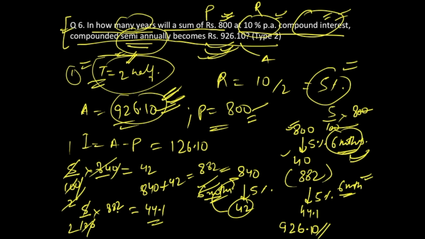So now all you have to do is add all the time period for which this process had continued. This is the first 6 months, this is your second 6 months, and this is your third 6 months. If you add them up, you are going to get 18 months. 18 months is 1.5 years, right? So this is how you look at this particular type 2.